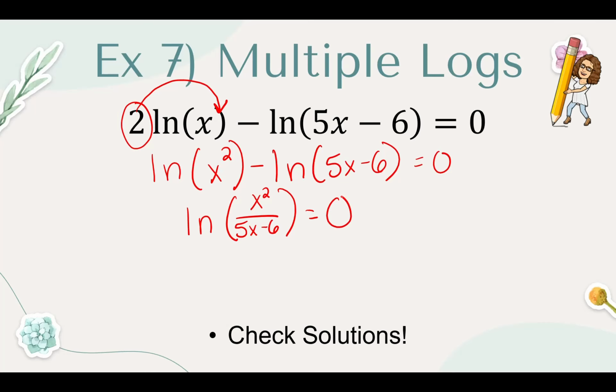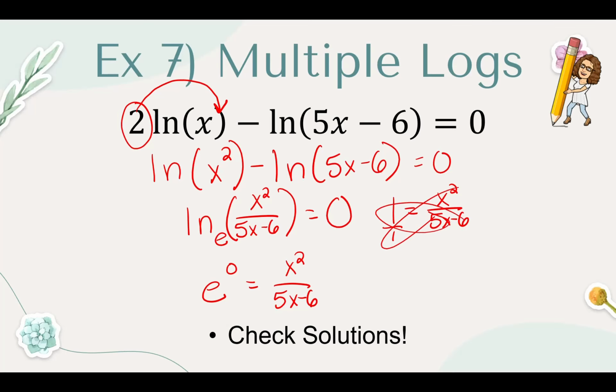Stuck in natural log, so I'm going to go to exponential. My exponent, or excuse me, my base on my ln is e. So I'd get e to the 0 equals x squared over 5x minus 6. E to the 0, anything to the 0 power is 1. So I'm going to get 1 equals x squared over 5x minus 6. Technically 1 over 1. Do some cross multiplication here, right? X squared equals 5x minus 6.